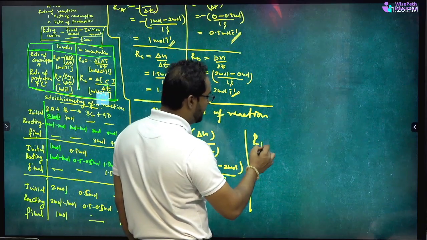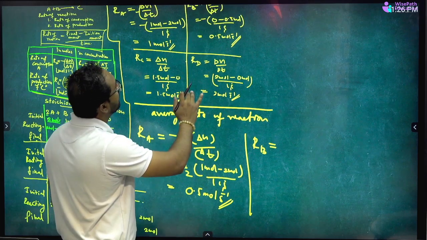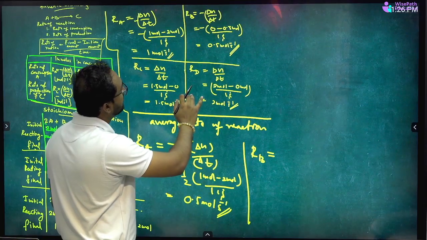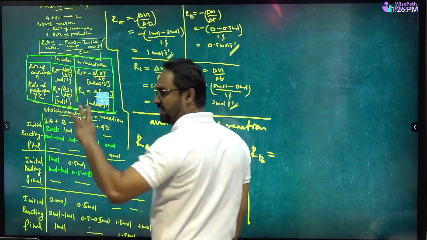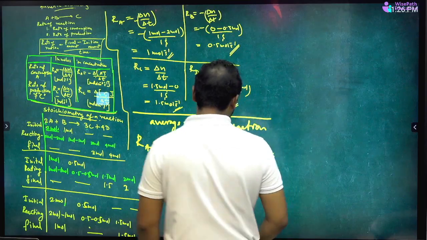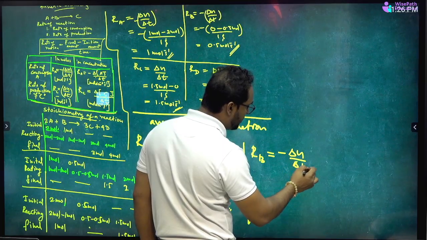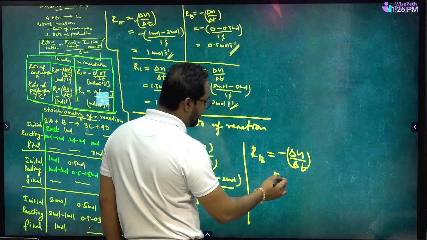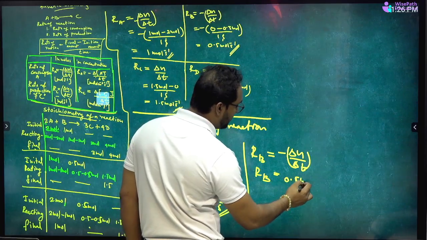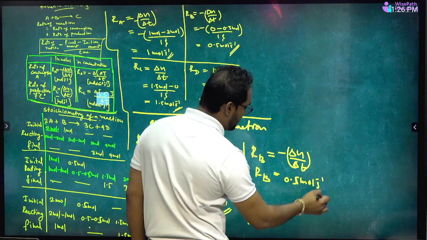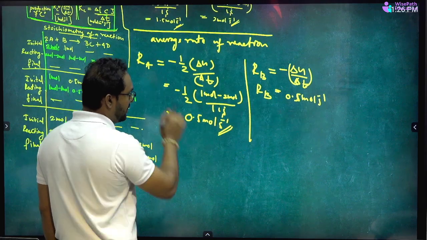So if it is RB, what do you do? What is the stoichiometry of B? It is 1, and if you reciprocal it, it's still 1. So you don't have to do anything. B minus delta N over delta T, right? So we'll give the same value. RB will equal 0.5 mole per second. So RC is the next one.